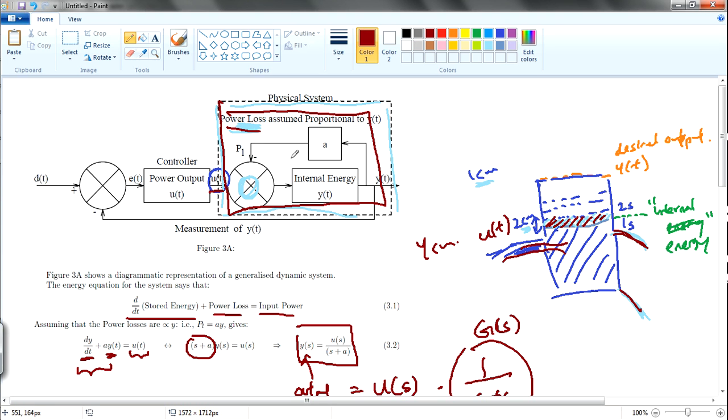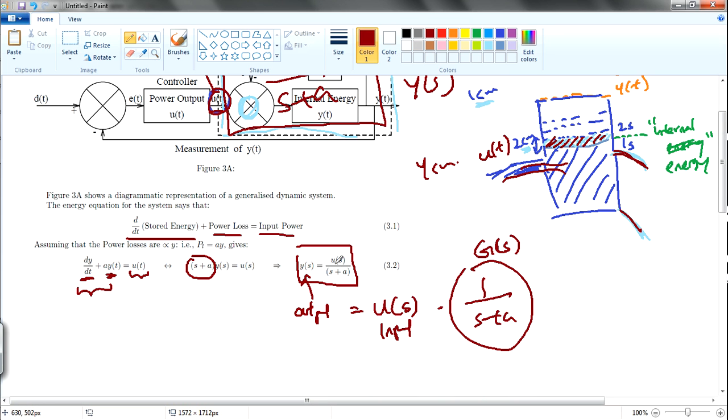Okay, so we simplify this relationship into 1 over s plus a. So 1 over s plus a multiplied by U(s). Okay, this is U(s). I mean U(t), but if you Laplace transform, you become U(s). Multiply by 1 over s plus a, you get Y(s). So this is how it is being derived.